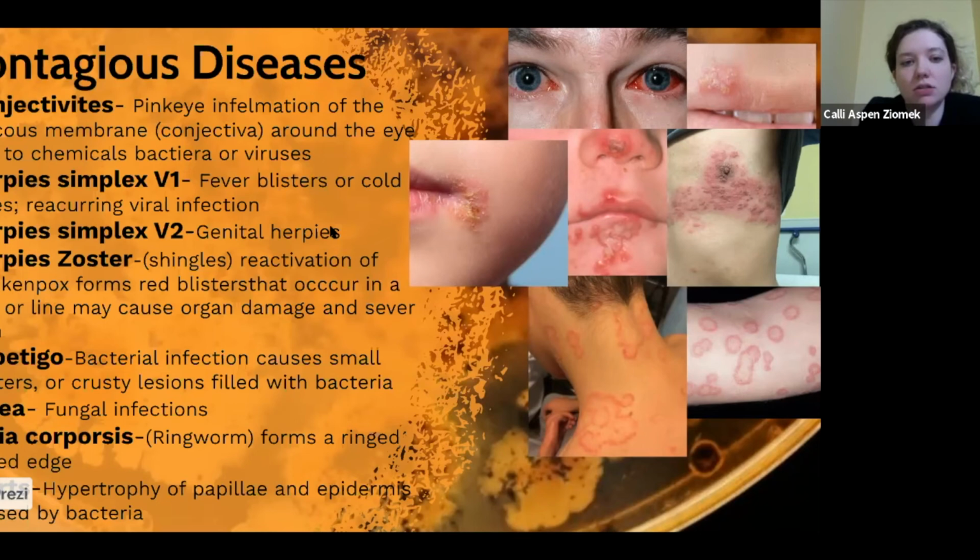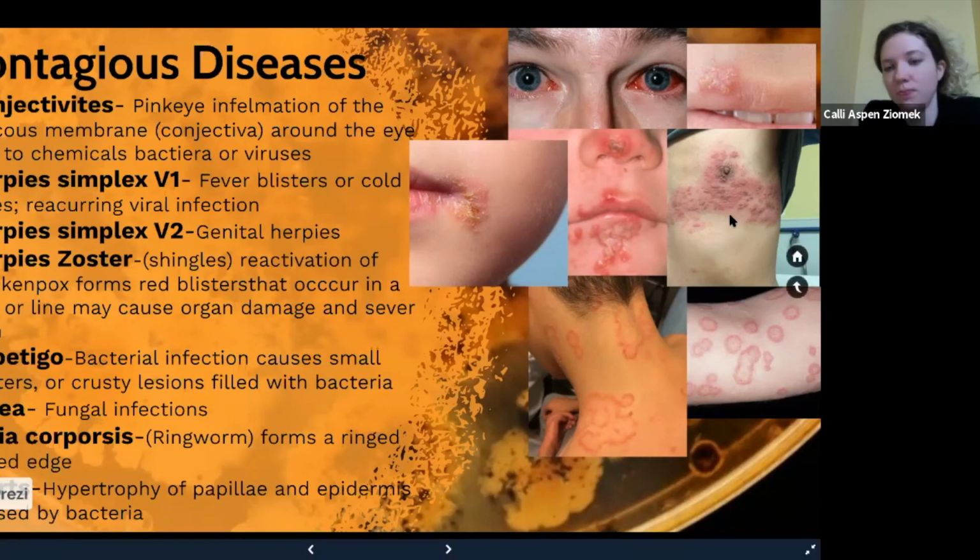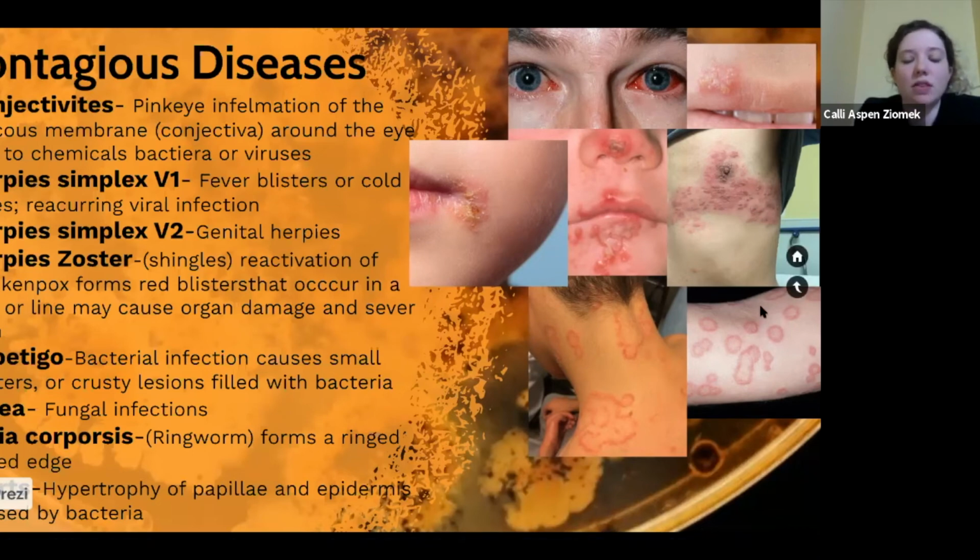This one is also known as shingles. It is a reactivation of the chickenpox. So if you had chickenpox as a child, you may have herpes zoster when you get older. So these form red blisters that occur in a ring or in a line, so it's the one that you see on this client's chest. This is herpes zoster. So it is a line that is on his chest and it kind of forms a ring. They're extremely painful and they can cause organ damage as well, just because of how aggressive this disease is.